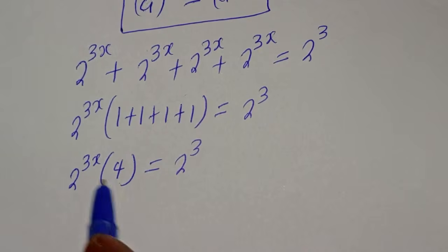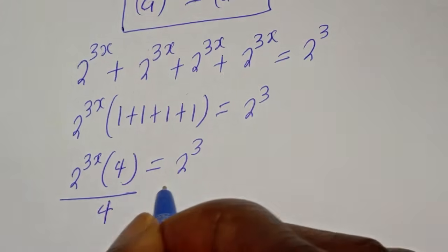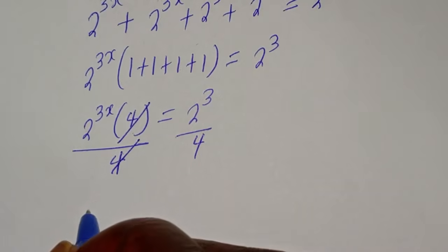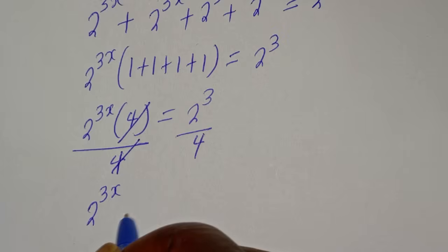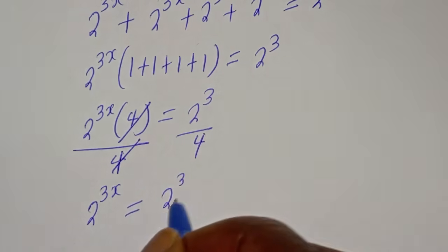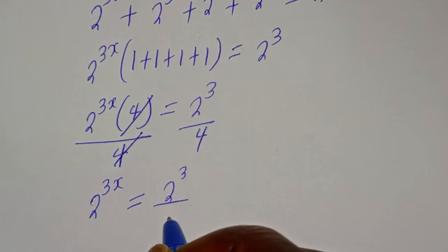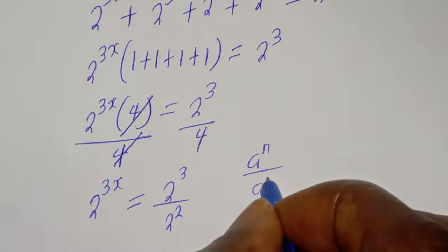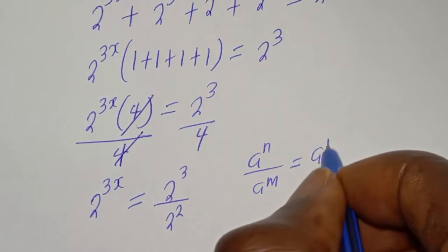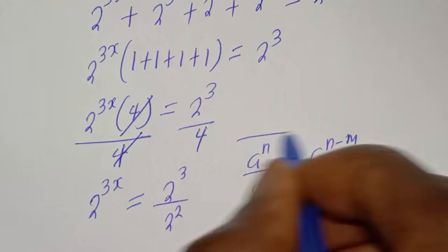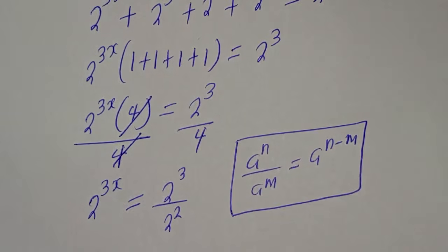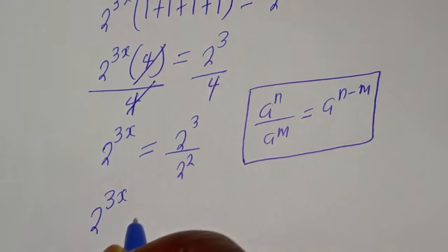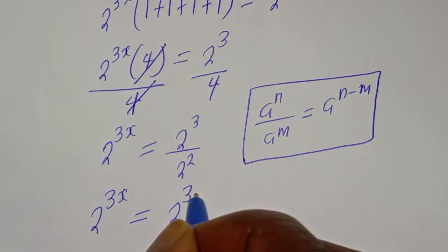Now let's divide both sides by 4. This will cancel this. Then here is 2 raised to power 3s is equal to 2 raised to power 3 divided by 4, which can be written as 2 raised to power 2. And if you have a raised to power n over a raised to power m, this is equal to a raised to power n minus m. And this is 2 raised to power 3s is equal to 2 raised to power 3 minus 2.